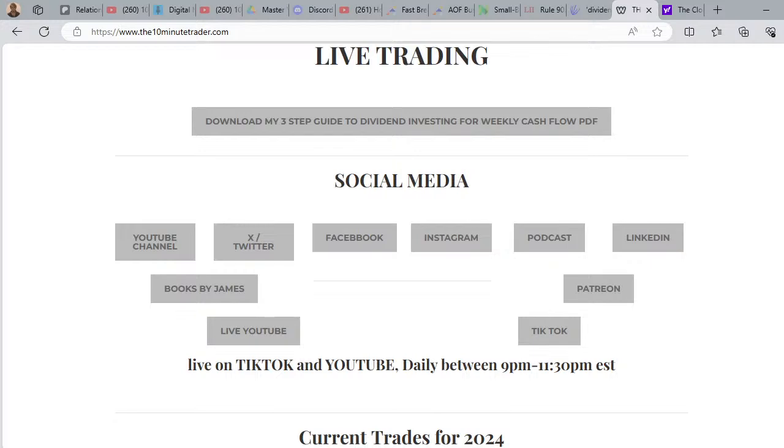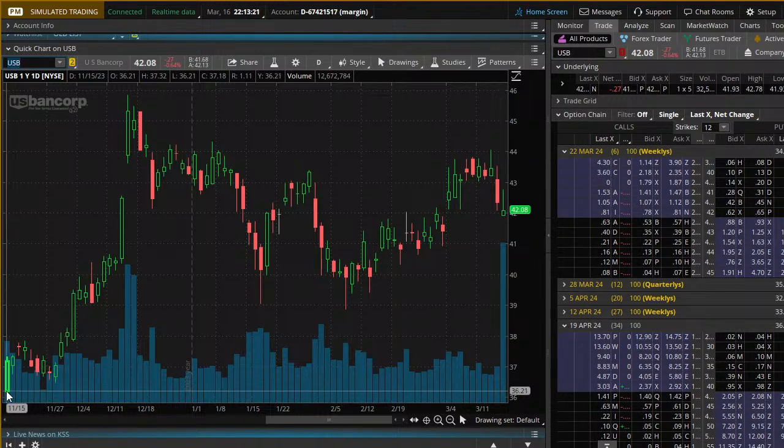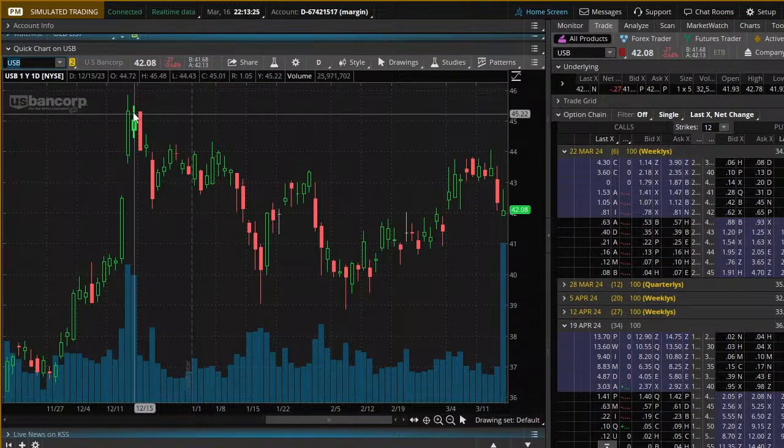Okay, back to where we were. Okay, so 90 days ago, 36.21 was the 90-day bottom. The 90-day top was 45.85 in the middle of December.